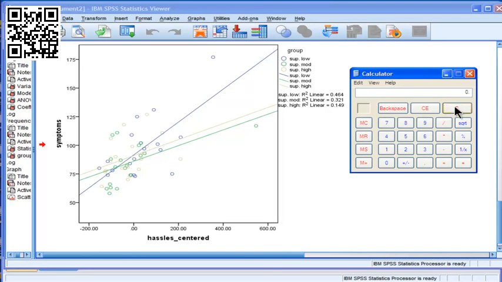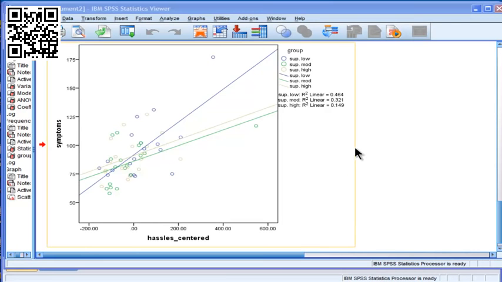Okay, but then when you go down to moderate, the r-squared is only 0.32. If I square root that, the correlation drops to 0.565, and then it drops even further for high levels of support. 0.149 square rooted is 0.386. Alright, so that's what the interaction effect really is. At the crux of it, that's what an interaction effect is. It's the nature or strength of the relationship changes as a function of another variable.